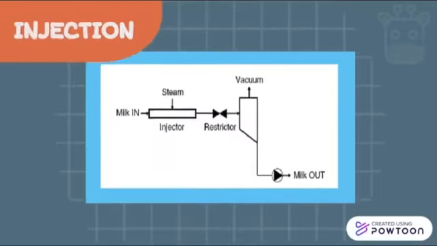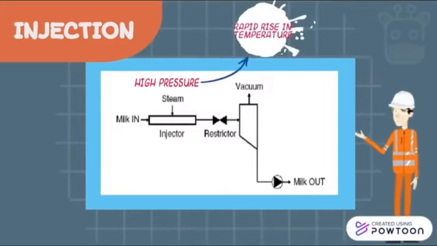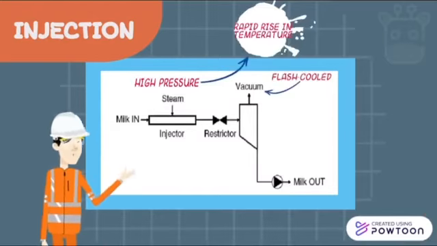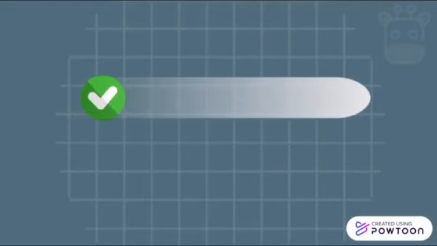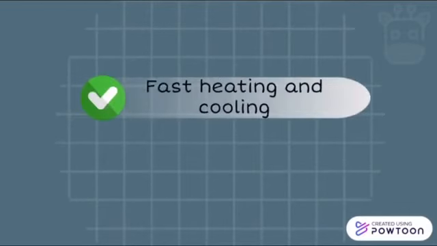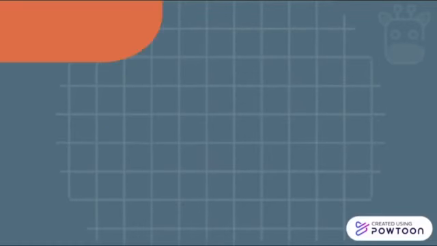Injection. Injection is when high pressure steam is injected into preheated liquid by a steam injector, leading to a rapid rise in temperature. After holding, the product is flash cooled in a vacuum to remove water, equivalent to the amount of condensed steam used. The advantage of this method is fast heating and cooling, while the disadvantage is potential for flavor damage.